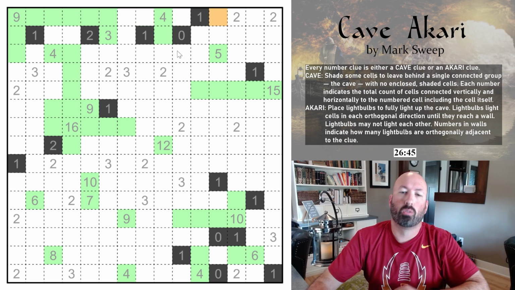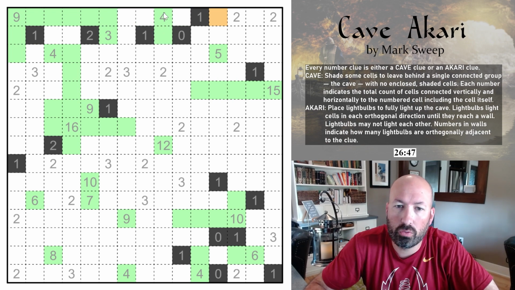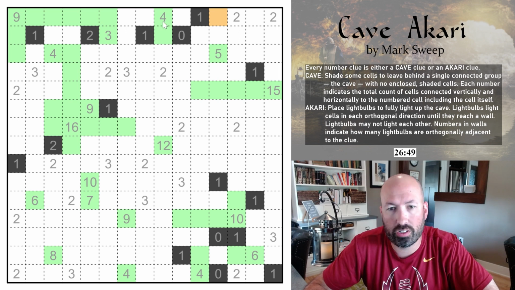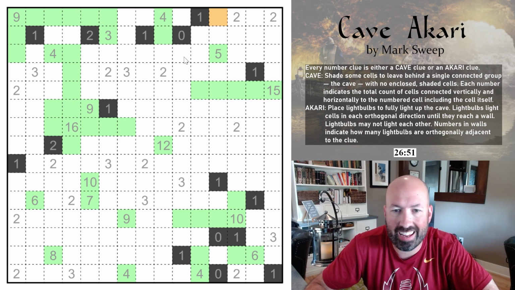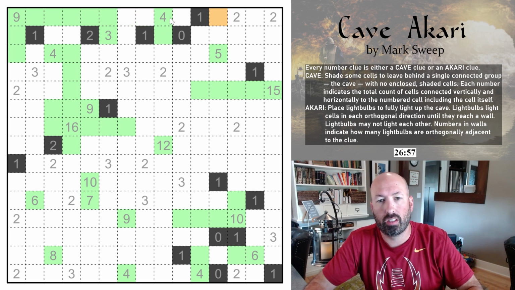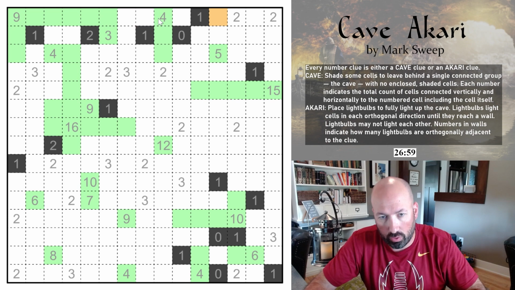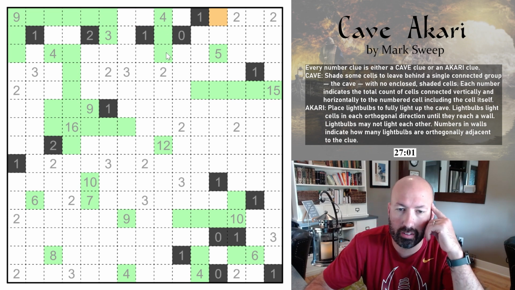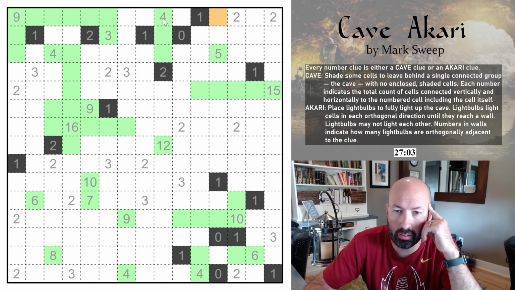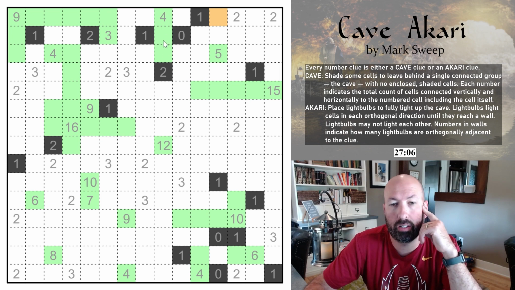Okay. Right. So this 4, that's what I should have seen. This 4 needs to connect to the rest of the green somehow. It can't connect over here because it'll get too many. So it has to connect through this outlet. So it's going to have to come up to there, which means this has to be wall because if it was cave, it would be too many. Now we still don't know which of these two is green, but only one of them is.